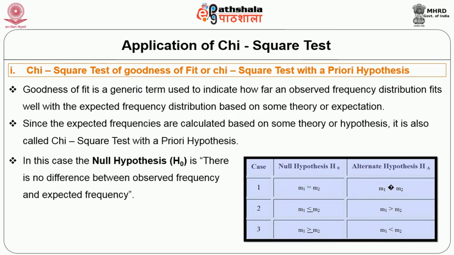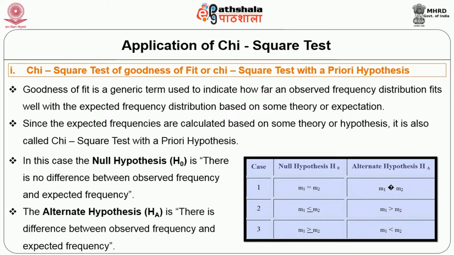In this case, the null hypothesis is there is no difference between observed frequency and expected frequency. We frame the alternative hypothesis as there is a difference between observed frequency and expected frequency.